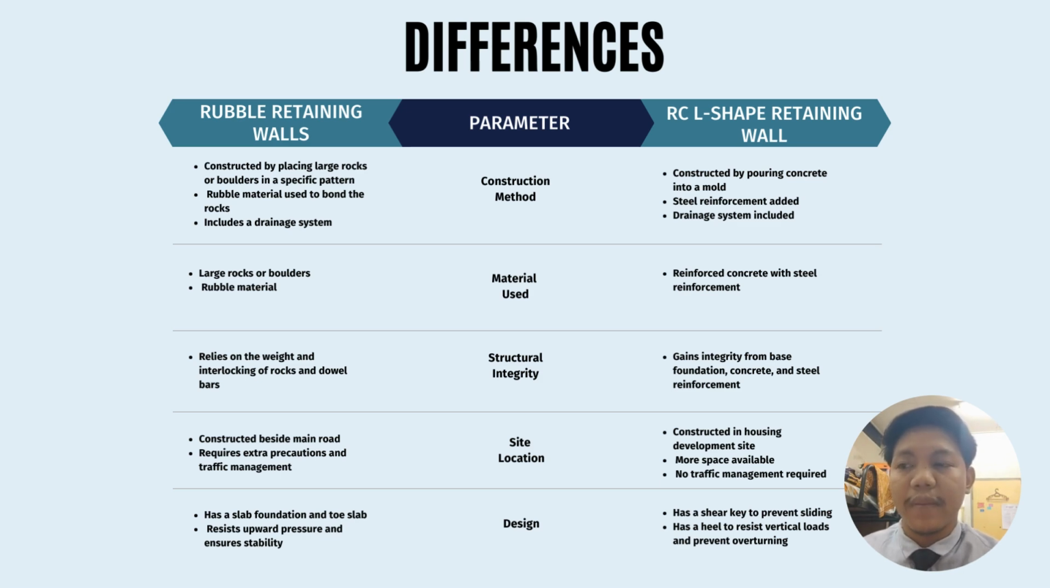Next is material use. For the rubble retaining wall, they use larger rock or boulder and also rubble material. For the reinforced concrete retaining wall, they use reinforced concrete with steel reinforcement. Next is structural integrity. For the rubble retaining wall, they rely on the weight and interlocking of the rock itself, added with double bar. While for the reinforced concrete retaining wall, they gain their integrity from the base foundation, concrete, and steel reinforcement. Next is site location.